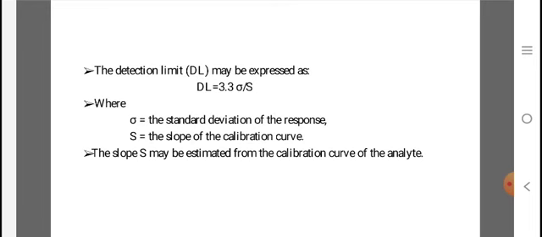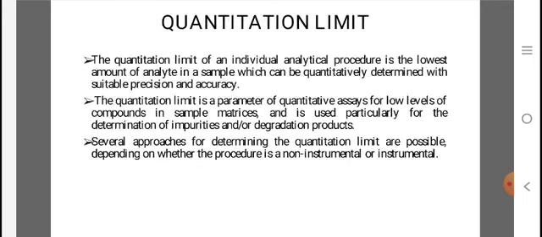The detection limit may be expressed as DL equals 3.3 sigma divided by S, where sigma is the standard deviation of the response and S is the slope of the calibration curve. The slope S may be estimated from the calibration curve of the analyte.